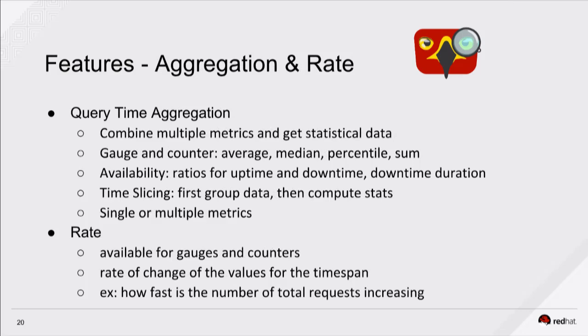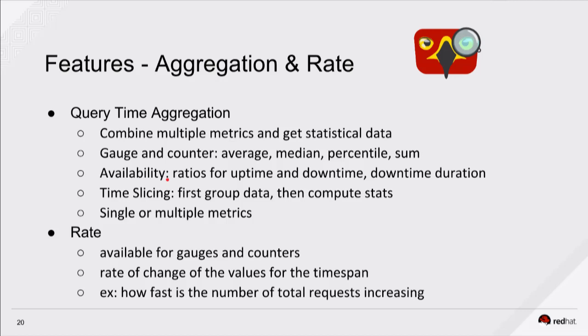2 interesting features, aggregation and rates. With aggregation, you can combine multiple metrics at the same time and get statistical data. We do that for gauges and counters. You have the average, median, percentile, and you can select what percentile to get, 99, 98, whatever, and the sum. And it can be done, first we slice the data, and then we group it, and then we give you statistics for every single group. And it can be done in 2 ways. You can either look at the data as coming from a single source, and then you compute stats on that, or you combine 6 metrics, you compute stats on those, and then you stack those up.